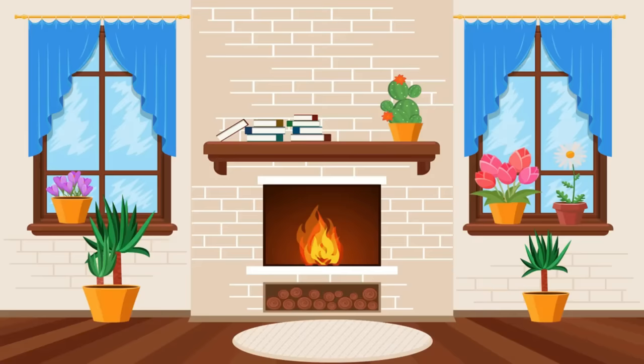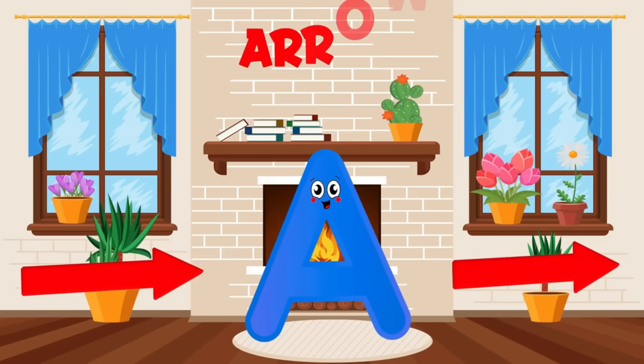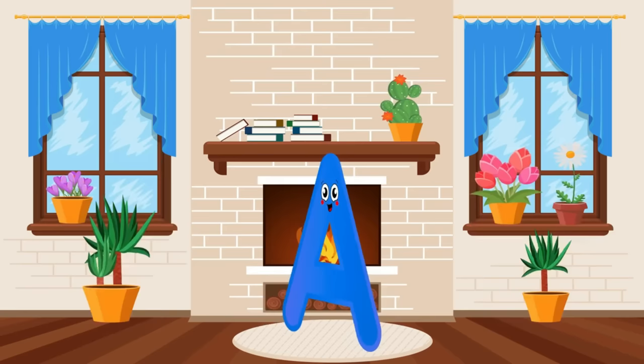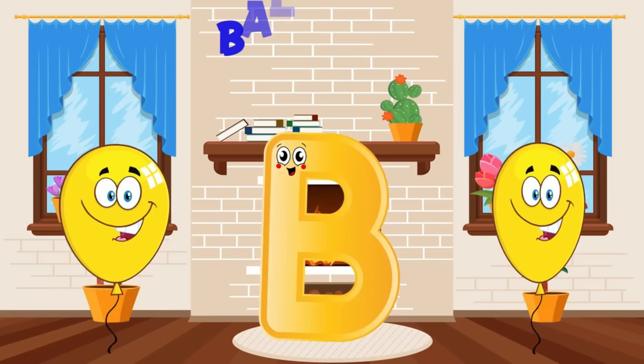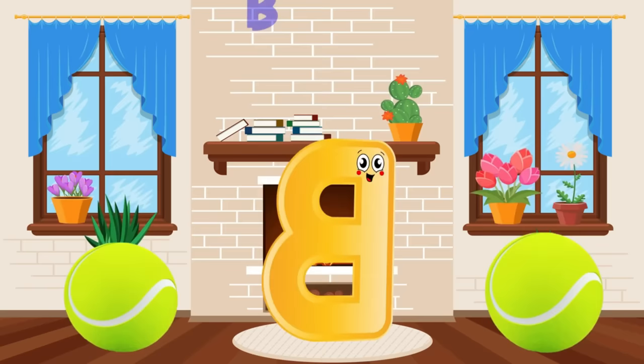Kiddy Education. A is for apple, apple. A is for arrow, arrow. A is for apple. A is for arrow. B is for ball, ball. B is for balloon, balloon. B is for ball.